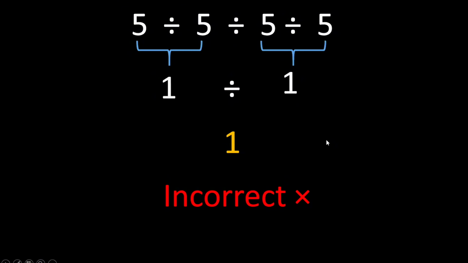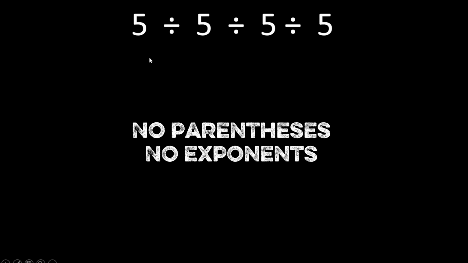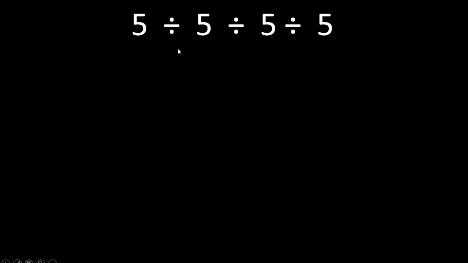The key rule for this problem is that division operations of equal priority must be performed from left to right. Our problem is 5 divided by 5, divided by 5, divided by 5. There are no parentheses or exponents, so we start with the divisions, moving strictly from left to right. Let's begin the correct way.